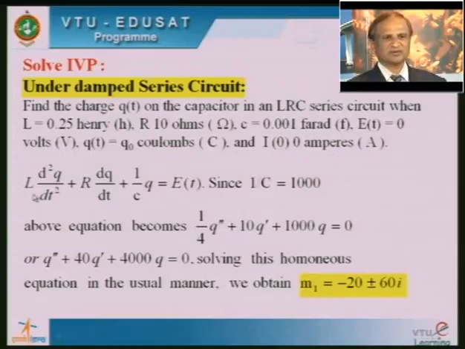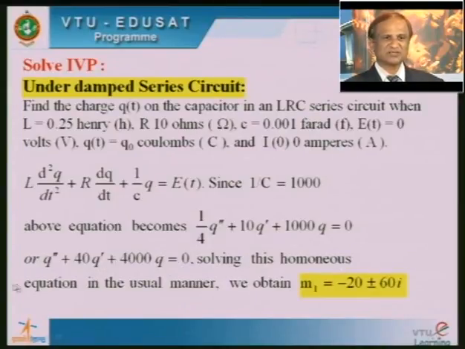How are we going to write it in the form of an equation? L into d square q upon dt square plus R into dq by dt plus 1 upon C into q is equal to E of t. So they have given L, and 1 upon C is equal to 1000. So it can be written as 1 by 4 into q double prime plus 10 q single prime plus 1000 into q is equal to 0. Or the same equation can be written in this form: q double prime plus 40 into q single prime plus 4000 into q is equal to 0. It means multiply both sides by 4. I hope we can obtain this equation.